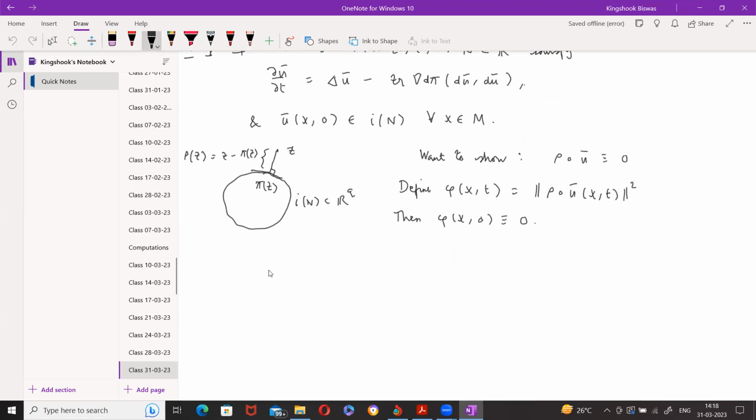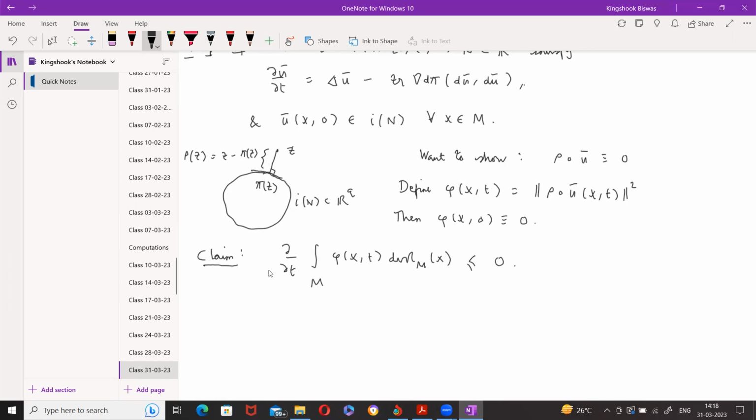So the idea is that we will look at the time derivative of, for any time t, the integral of phi of x, t d vol M. So it's an integral in the space variable over the manifold M. The claim is that the time derivative of this is less than or equal to 0.